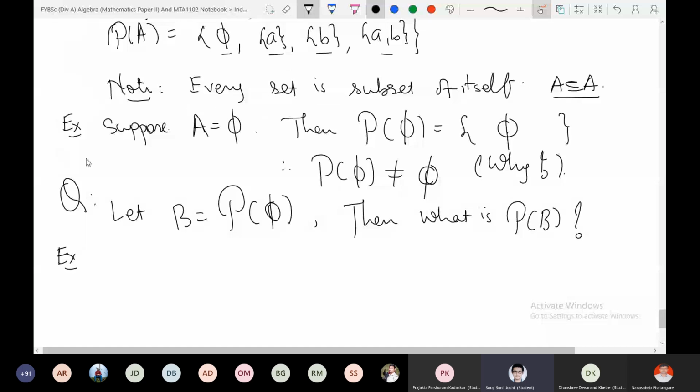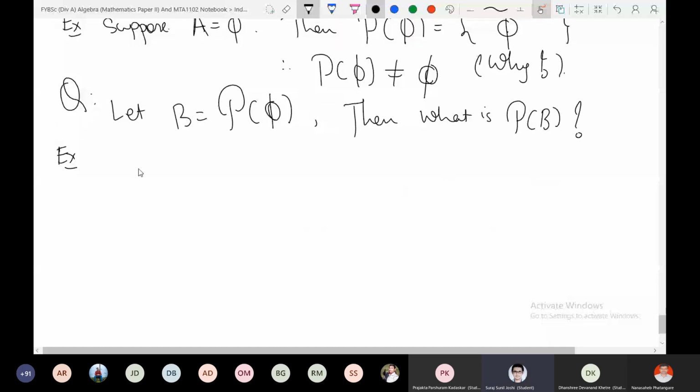Fine. The power set of B will be phi and the set containing phi, right? So you think about it and write it down later on. I should not tell you everything, because if you want to improve your ability, you should face the difficulties. Otherwise, your ability, your power will not be improved. So think about it.